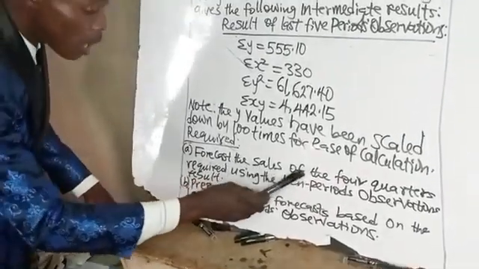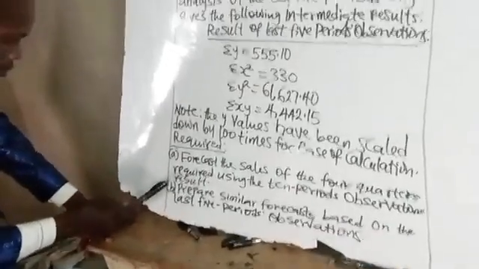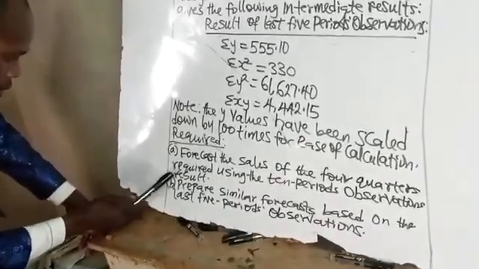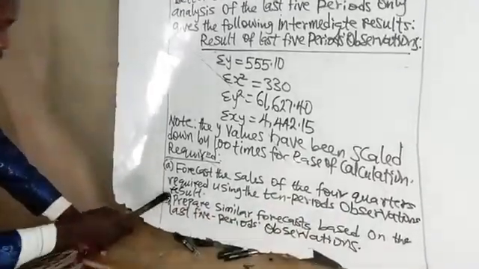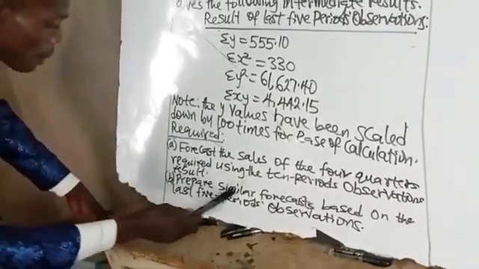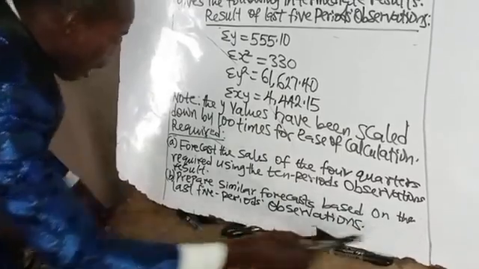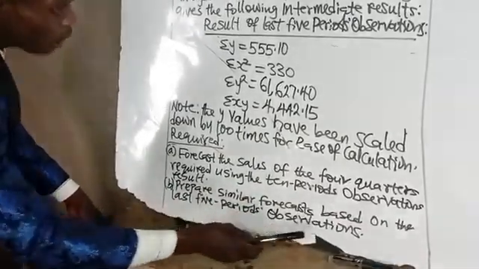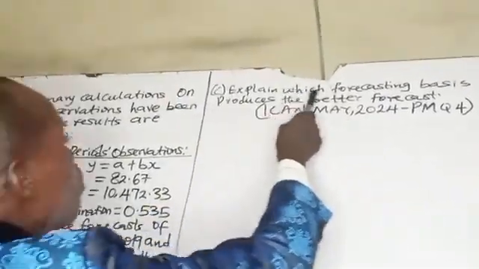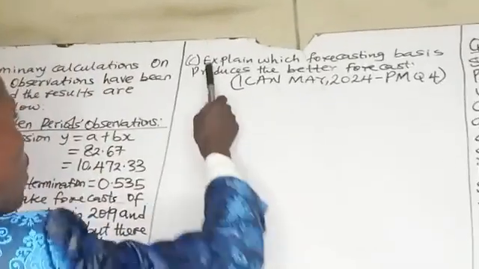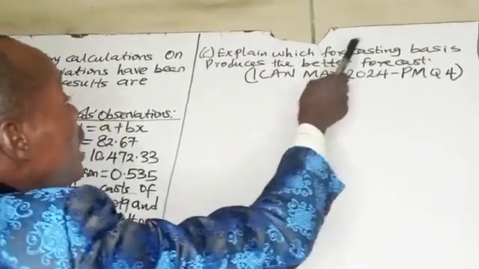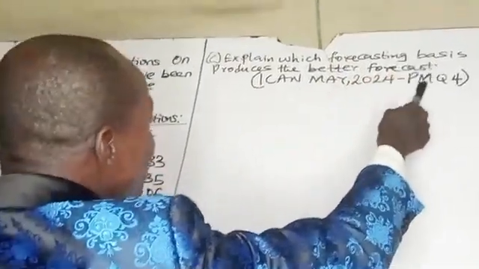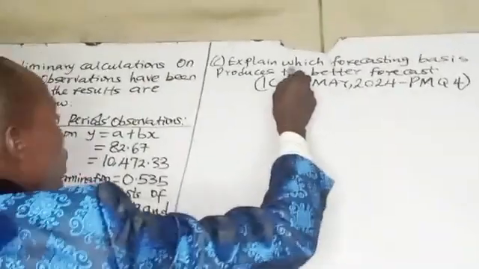Required: A. Forecast the sales of the 4 quarters required using the 10-period observations result. B. Prepare a similar forecast based on the last 5 periods observations. C. Explain which forecasting basis produces the better forecast. This question is obtained from ICAN May 2024 Performance Management question number 4. Let's have the solution to the question.